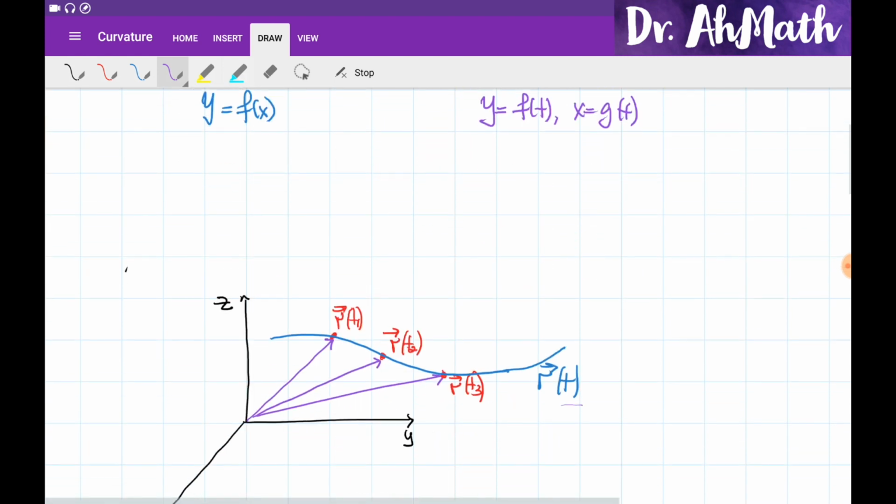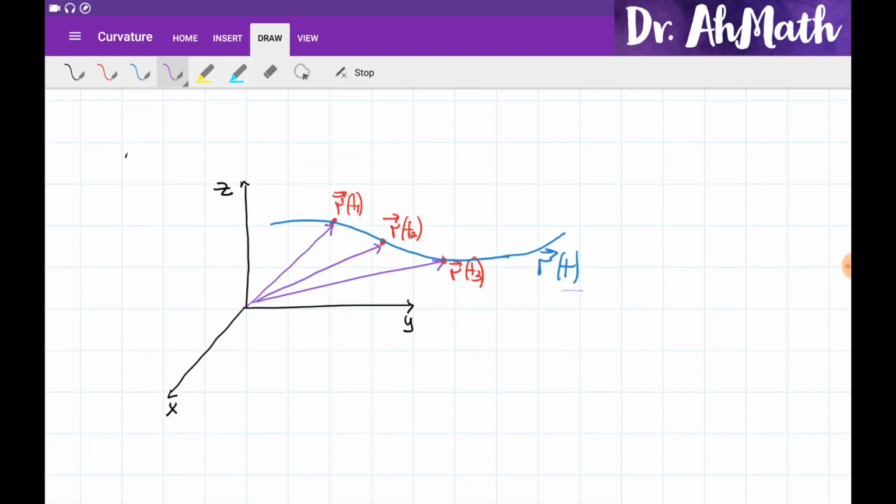So now if we're given a curve as a vector function where it has three components, for example, f of t, g of t, and h of t, where for different values of t, it's going to give us different vectors. And if we trace out the ending points of these vectors, we can see the graph of the vector function.